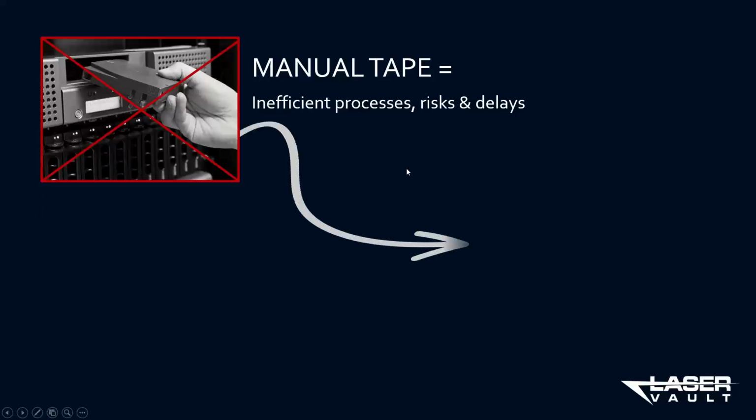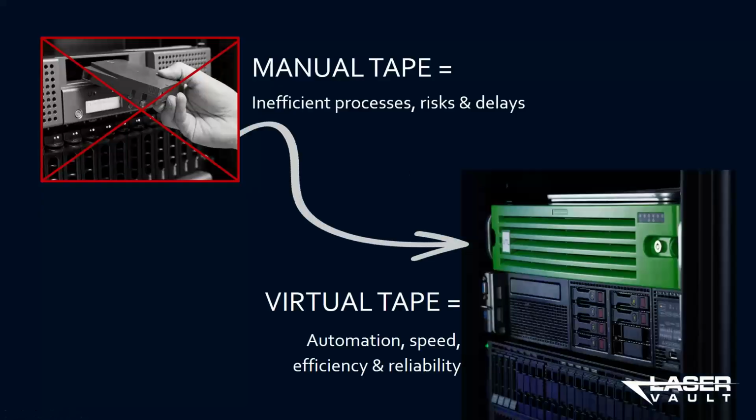So manual tape means inefficient processes, risks, and delays, compared to a virtual tape solution where you have an automated process for your backups and your restores. Speed is the number one consideration in terms of a VTL solution compared to physical tape, as well as efficiency and reliability, knowing that you're always going to be able to access your backups to perform any kind of recovery, whether it's a library object or a disaster recovery operation.